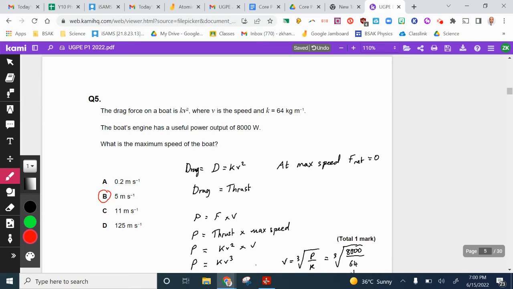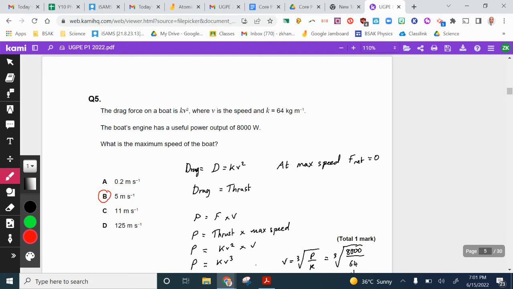Question 5. The drag force on a boat is kv squared. This is just given to you, where v is the speed and k is some constant, 64 kilograms per meter. The boat's engine has a useful power output of 8,000 watts. So this is what the engine is producing as acceleration; the rest is obviously wasted as heat. What is the maximum speed of the boat?